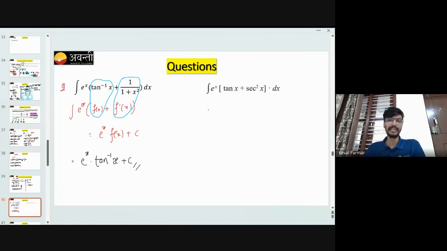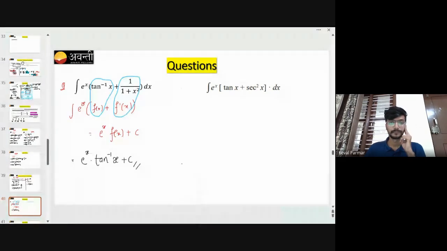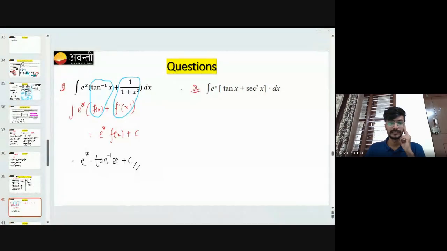Chalo, would anyone like to try directly? What will be my answer? I'll give you 10 seconds. 10 seconds are enough, I guess. You can say in the chat box what the answer will be. Chalo, you can say. What will be my answer for the second question? Chalo, it is very simple. Superb. Very good.